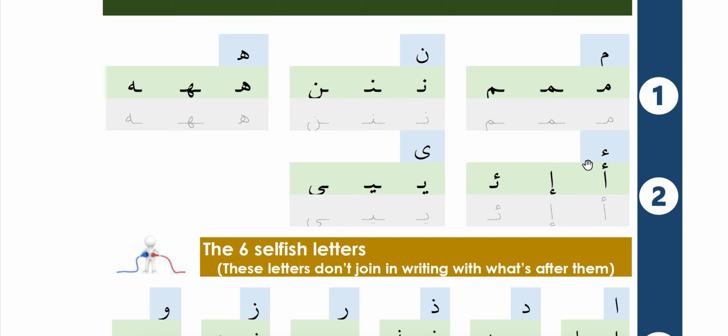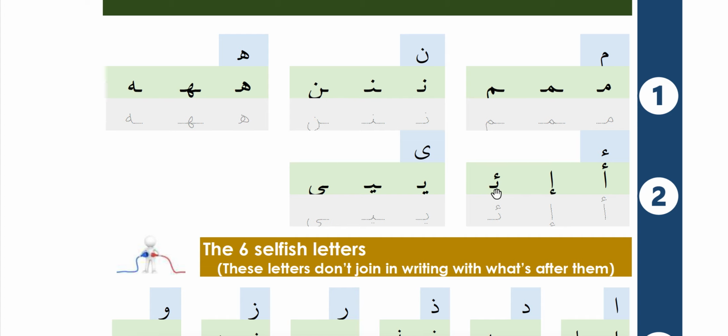Hamza can come on its own, standing on the line, or on top of Alif, or beneath Alif, or on top of a tooth, or even on top of Ya or on top of Waw. Whenever you see Hamza, you no longer call it Alif or Waw or Ya, you call it Hamza. The name of the letter now is Hamza. So this is not Alif, this is Hamza.